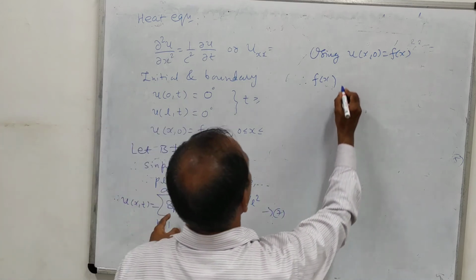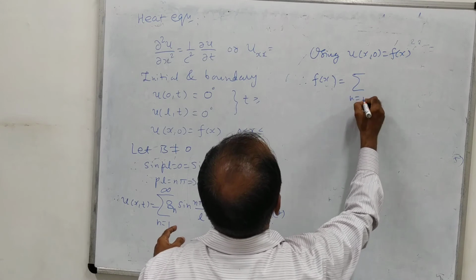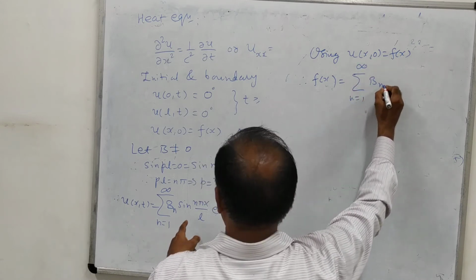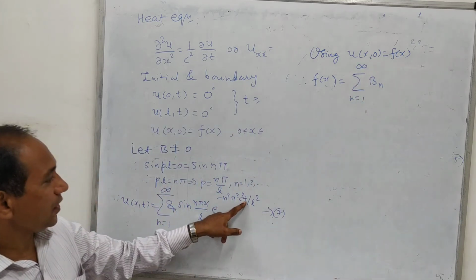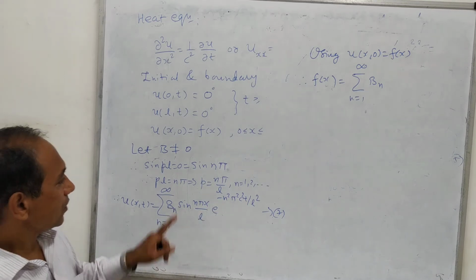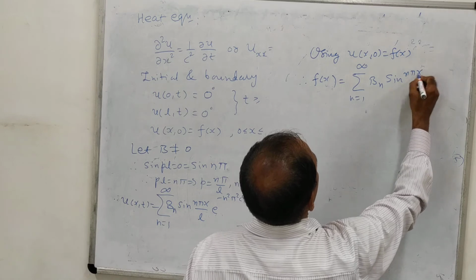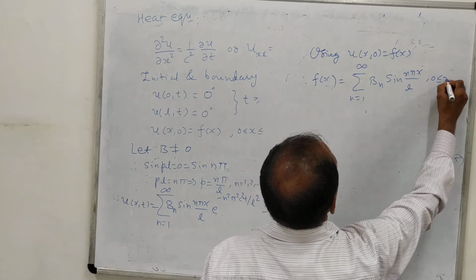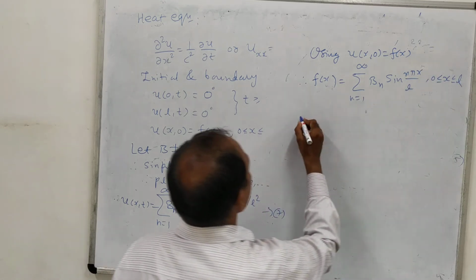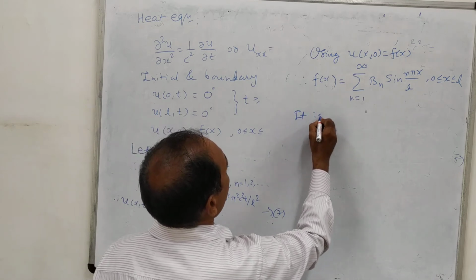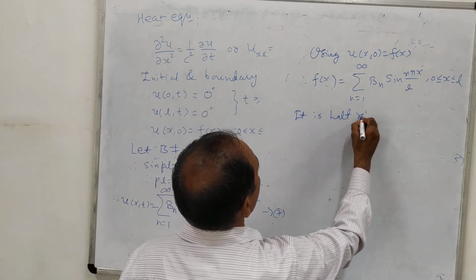So f of x equal to sigma n equal to 1 to infinity bn. Here we are putting t equal to 0, so e raised to 0 is 1. So bn sin n pi x upon l, and here the value of x is between 0 to l. So this is a half range Fourier series.